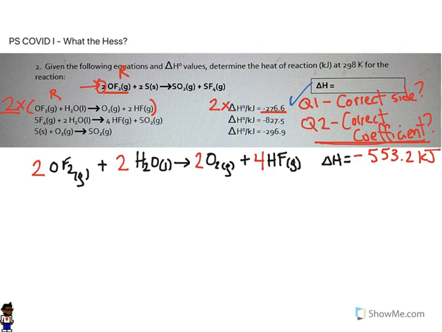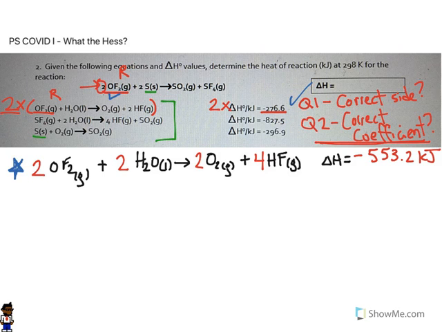Now, because OF2 doesn't show up anywhere else, it only shows up in one equation, and now we've manipulated the equation to get what we want, we're just going to go ahead and put a star on this. We're not going to manipulate this equation anymore. So we took care of OF2. Now we have to move on to the next substance. The next substance is S, solid. So again, look at your reactions, find where S solid is. Well, it only shows up in one place, right there.